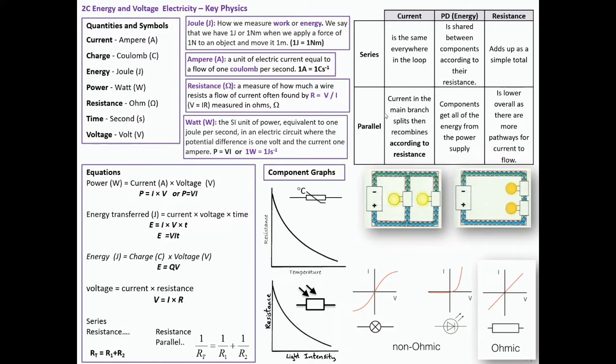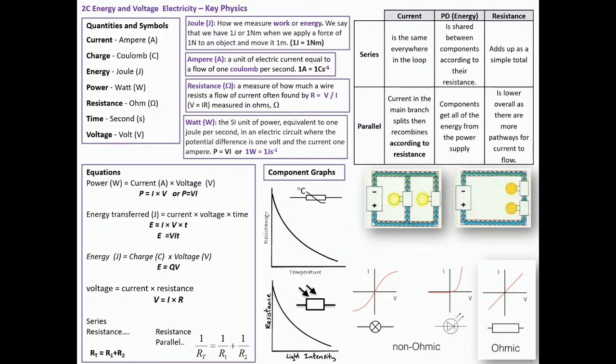We've got some clever little rules for series and parallel circuits. So in series, the current is the same everywhere, but in parallel it splits according to resistance. In series, the PD, the energy, is shared, whereas in parallel, the components on that branch get all the energy from the power supply. In series, the resistance adds up as a simple total, whereas in parallel, it's lower. So if we have more pathways, we have a lower overall resistance, sort of pictures like brighter bulbs, dimmer bulbs, that kind of thing.